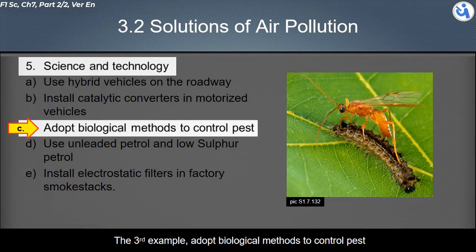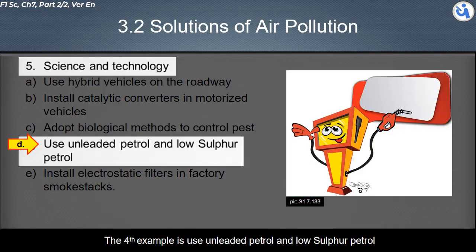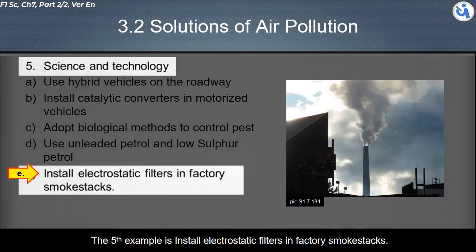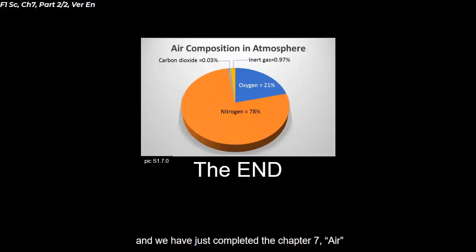The third example, adopt biological methods to control pests. Using biological methods to control pests can avoid the air pollution caused by chemical pesticides. The fourth example is to use unleaded petrol and low sulfur petrol. The fifth example is to install electrostatic filters in factory smokestacks. This is the full content of Topic 3, Air Pollution.